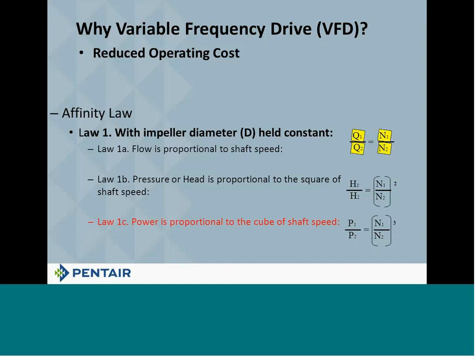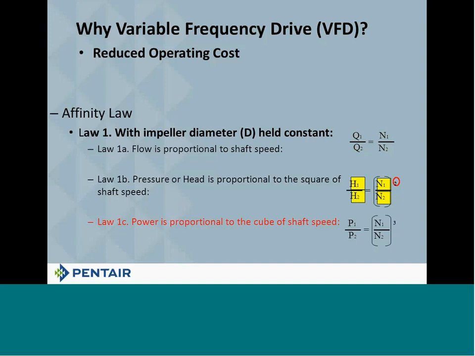Okay? Now, of course, remember we said pressure was changed by the square. So I take the speed at N1, I get the head at N1, I take the speed at speed 2, and now I square that difference. So I take N2, I divide it by N1. Whatever the answer is, I multiply it by itself, and then I multiply that by the head, and that gives me head 2.